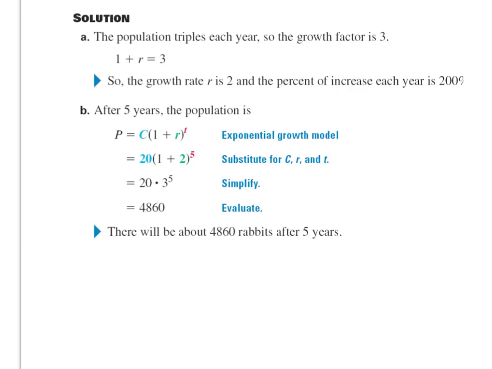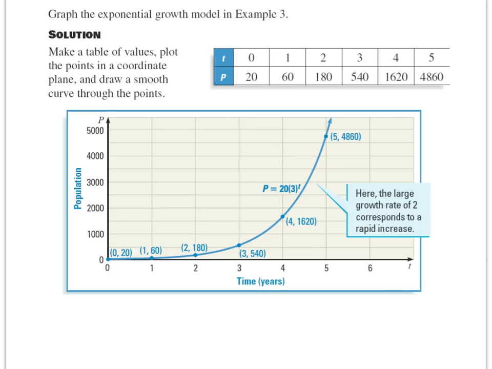So you should have gotten 4,860 rabbits after 5 years. I don't know if anyone's ever had rabbits as pets, but they do tend to multiply very fast. So hit pause if you need to go back through this and review that growth rate and the growth factor. The growth factor is 3, the growth rate is 2, which comes from that 200%. So here you see the graph, and you can see that exponential is growing very fast. It really comes into play here. Hit pause if you need to look at this more.